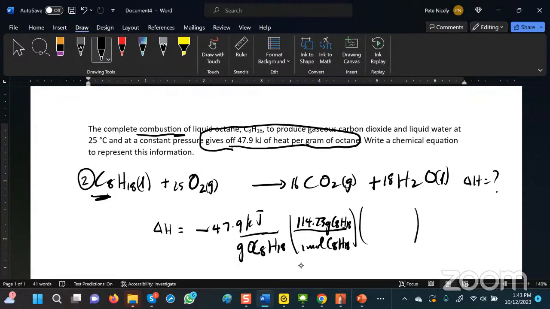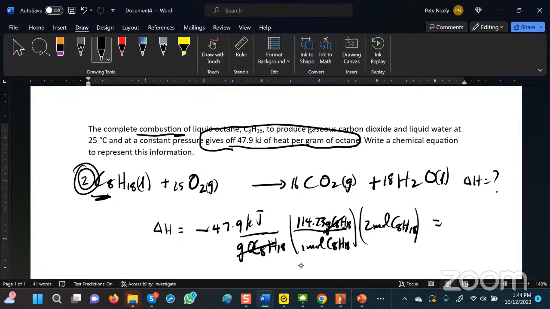So this will cancel out with that. And what I'm going to do next is simply multiply by 2 moles of C8H18. And the reason why is because of this coefficient of 2 right here. So let's see what that gives. So that would be minus 47.9 times 114.23. And then I multiply by 2.